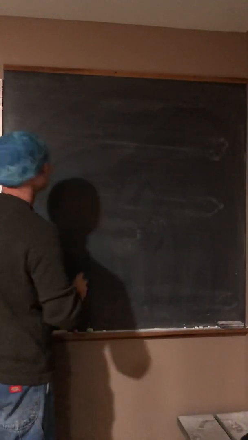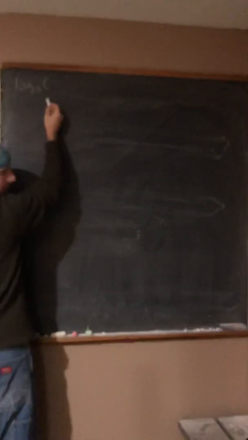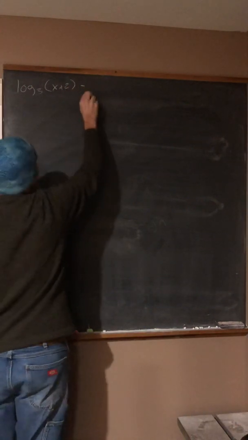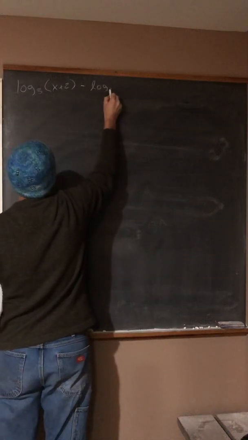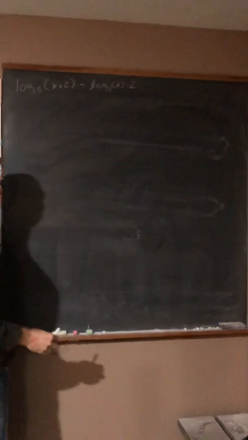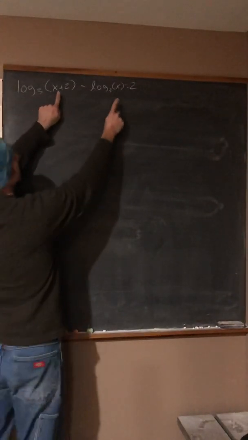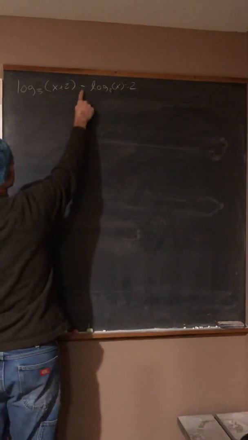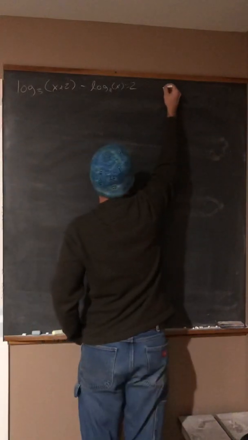So let's try this problem out. Log base 3 of x plus 2 minus log base 3 of x equals 2. Now, the bases are the same, so because it's a subtraction, we can divide those. This is the quotient rule. We use the quotient rule.